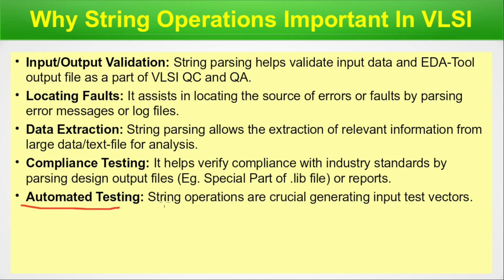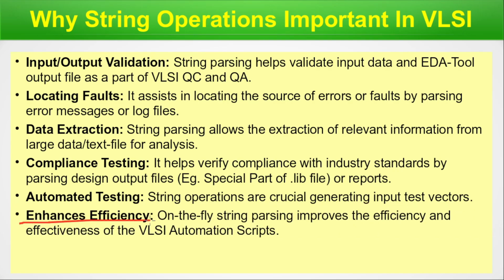Next, automated string. String operations are crucial for generating input test vectors. Whenever we are generating some test vectors for our design, we generally do not do it by our own hand. That means we do not type every 1 and 0 by hand. That will be done by some scripts, and that script, whether you are generating the data or checking the sanctity of the data, has to be done by the string operations of the scripting language. Here we are talking about Python, because in front end most of the vector generations are done by Python, because Python is very much popular in the front end VLSI.